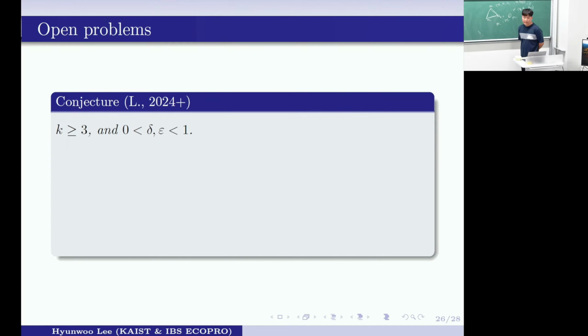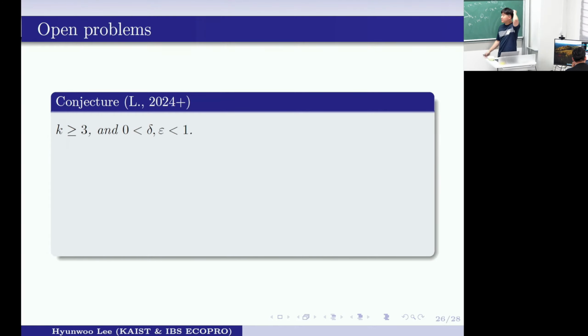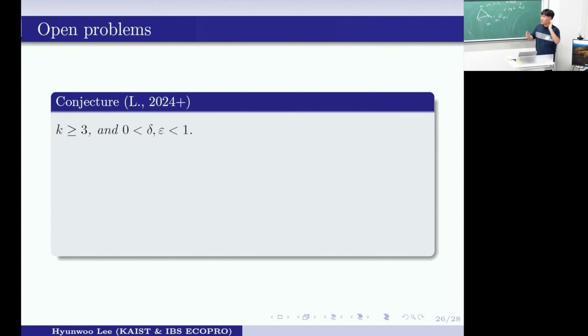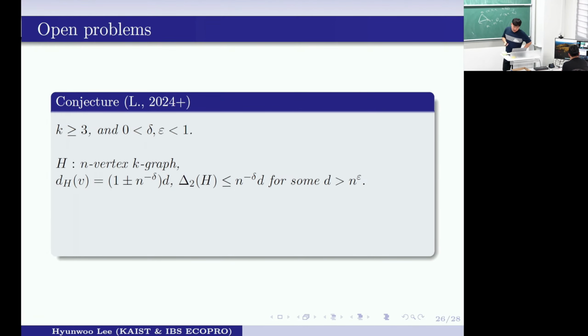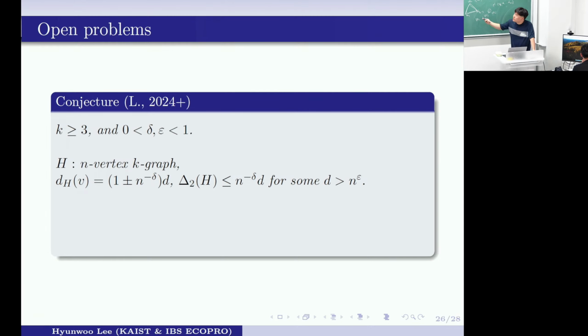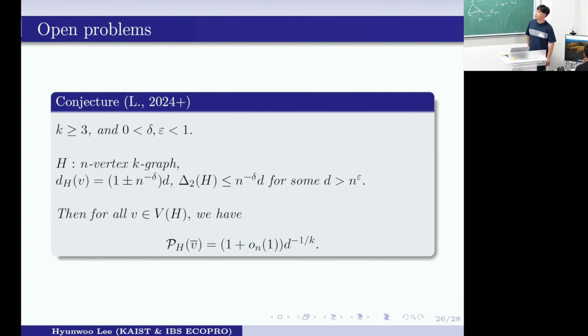But what if we consider D to be, in some sense, polynomial in the number of vertices? What if D also grows with the number of vertices? So the conjecture is: when K is at least 3 and H is an n-vertex K-uniform hypergraph, and these hypergraphs are almost regular, where D is at least n to the epsilon, so polynomial in n, and also this is bounded by the co-degree being in some sense very small, then the conjecture is still true.